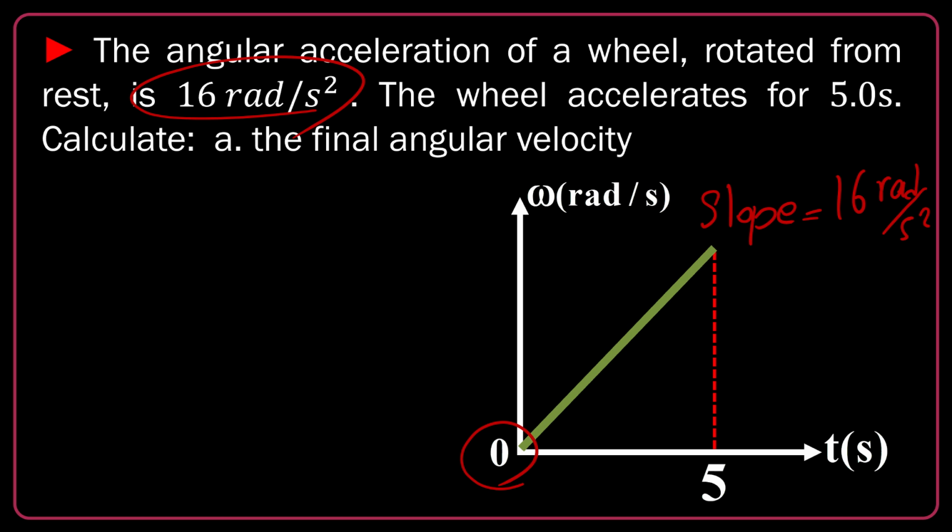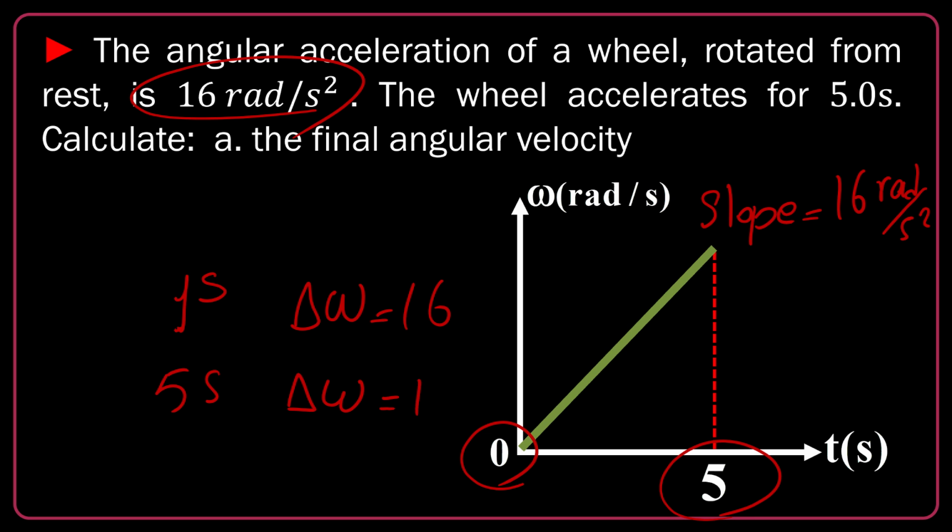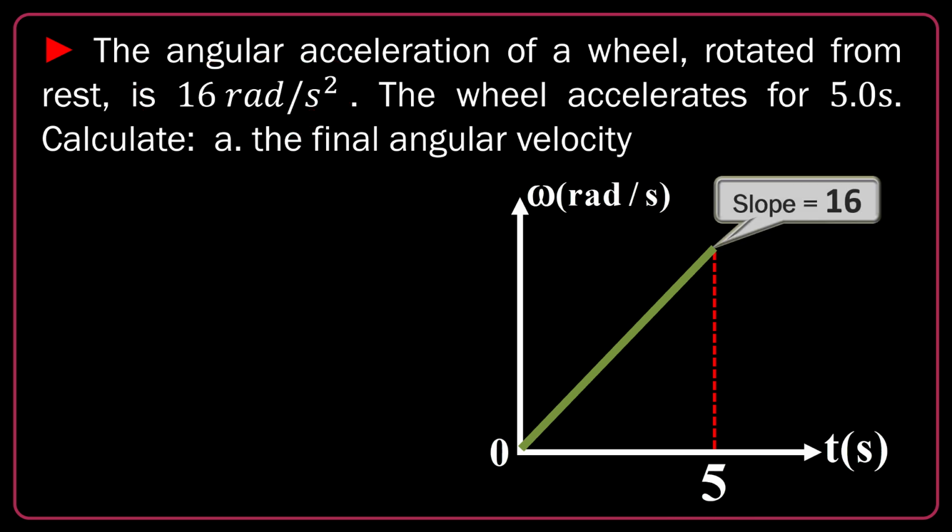This means that in each second, the increase in omega will be 16. If it continues for 5 seconds, it will have a change of 16 times 5. So the final omega, easily according to the slope, will be 80. So it goes to a maximum omega of 80 radians per second. Very easy. No need to use any equation.